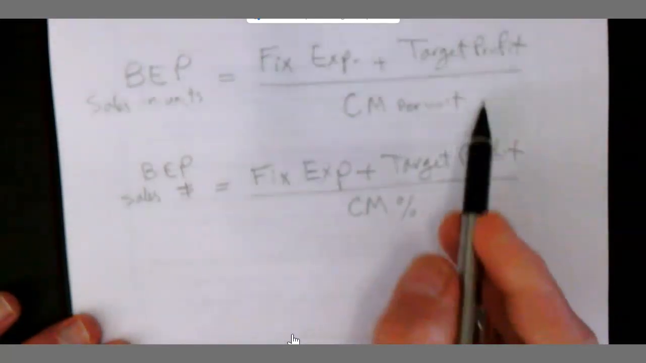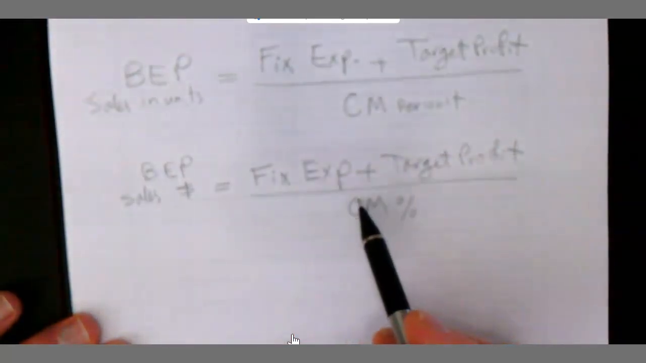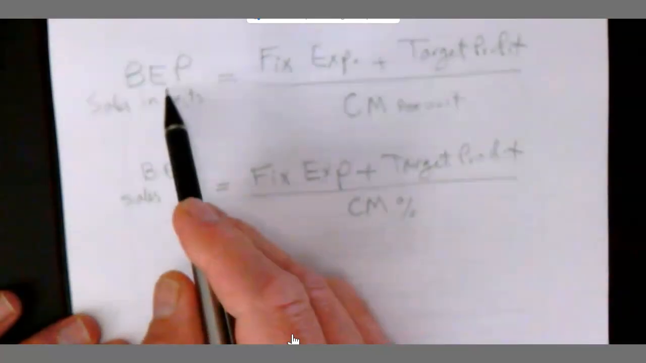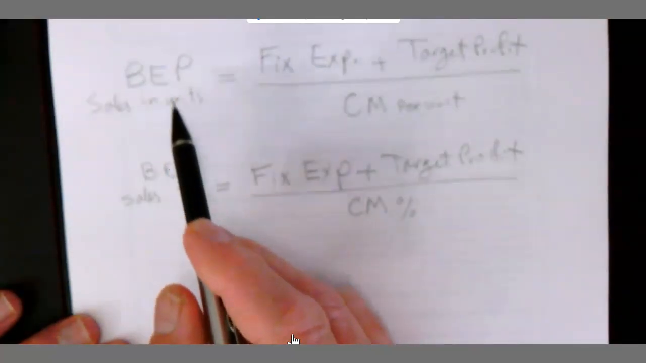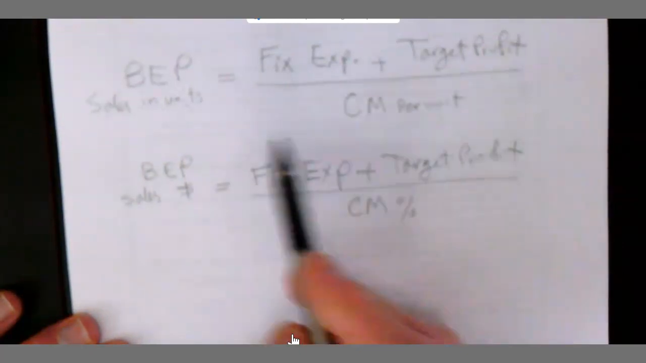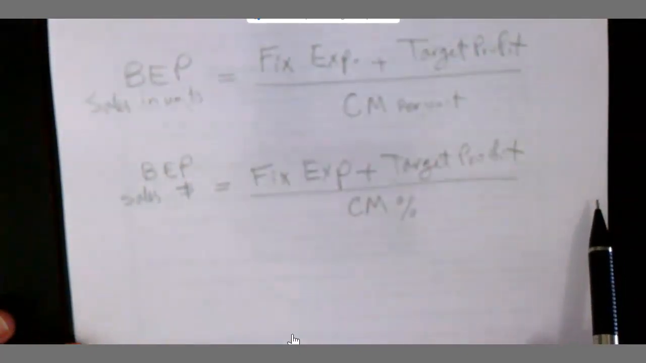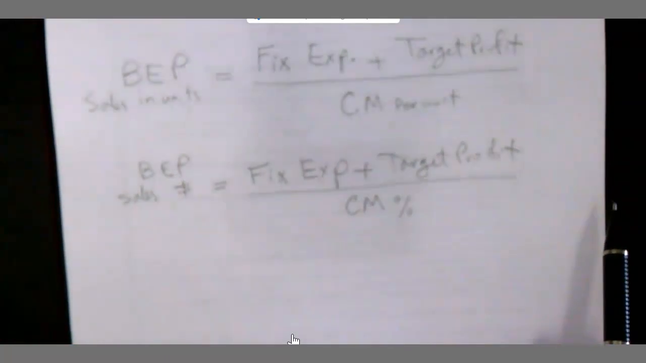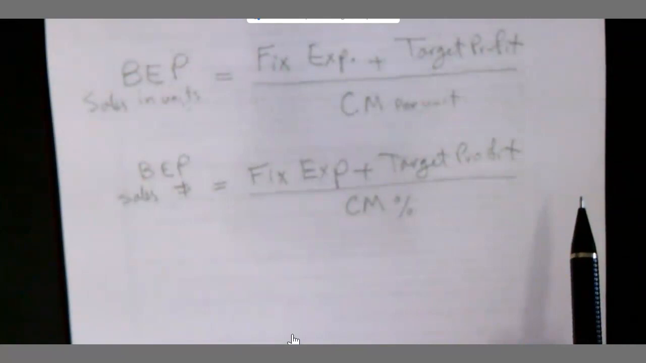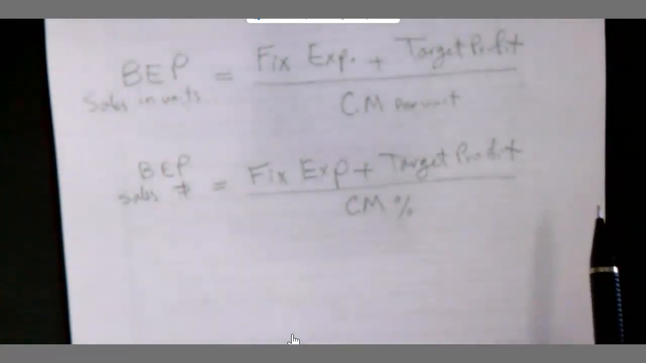Now, because I already explained this, guess what? If you want a specific target profit and you are not concerned about break-even point, but you want to know what is the sales in units for a specific target profit, use the same formula. That's it. So I gave you one formula, use it for everything. Got it? That's why you can easily remember it. You will never forget it. It will be a piece of cake.